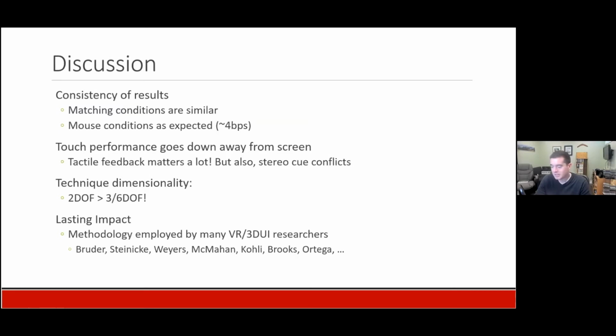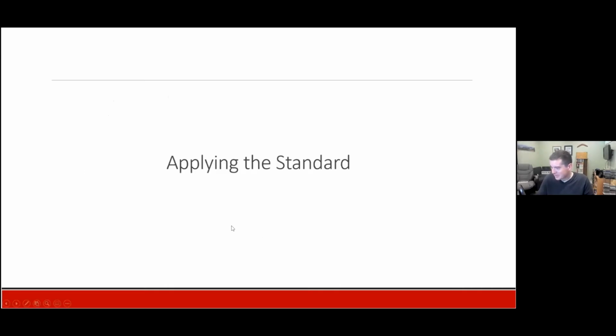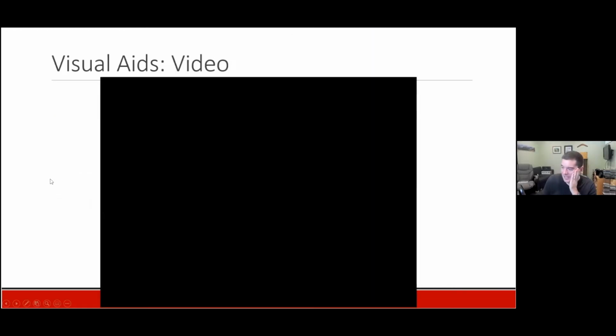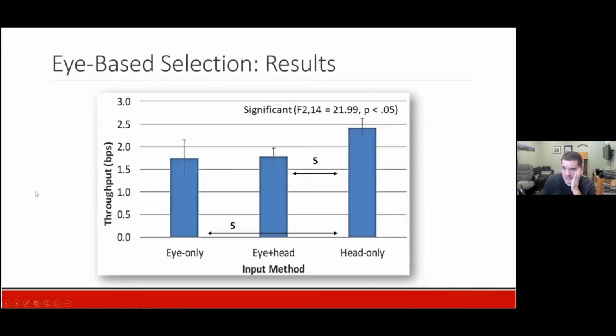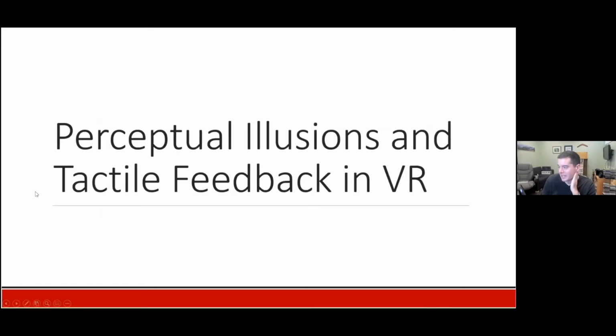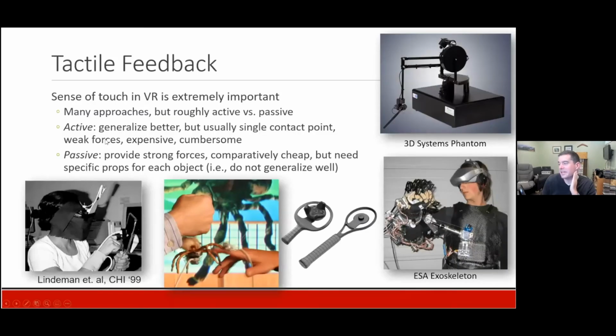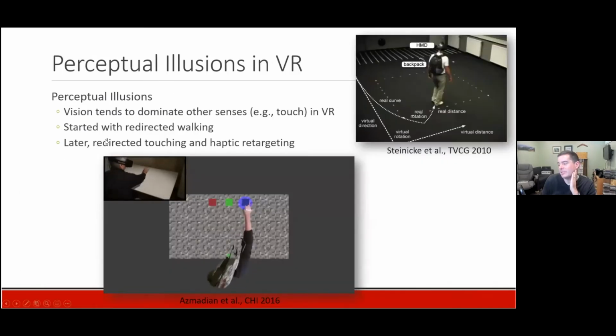I met with a student this morning who's in the process of writing a Fitts law framework for use on a Google Cardboard. So I can't seem to really escape this stuff. But if you have more questions about some of these other things, I've done various studies looking at visual aids, using eye tracking in VR, and, as I mentioned before, perceptual illusions.